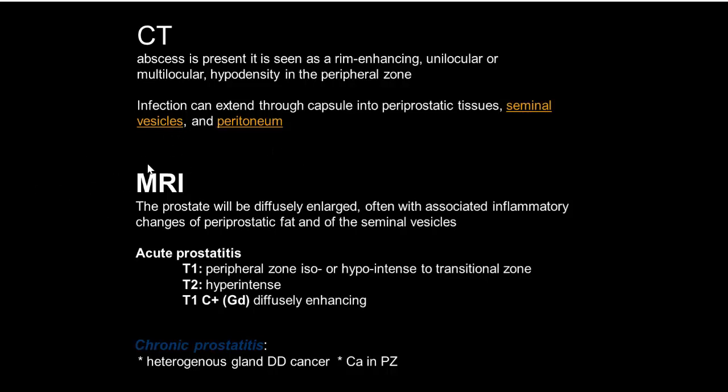MR findings in prostatitis: the prostate will be diffusely enlarged, often associated with inflammatory changes of periprostatic fat and of the seminal vesicles. In acute prostatitis, on T1 we see the peripheral zone iso or hypointense to the transitional zone. On T2, hyperintense. T1 with contrast shows diffusely enhancing areas of involvement. Chronic prostatitis in MRI shows a heterogeneous gland, which must be differentiated from cancer in the peripheral zone.